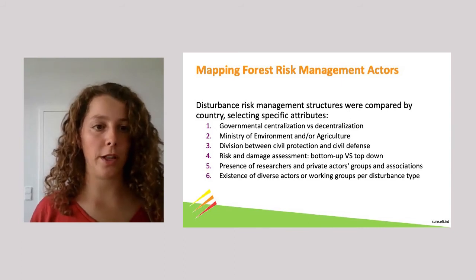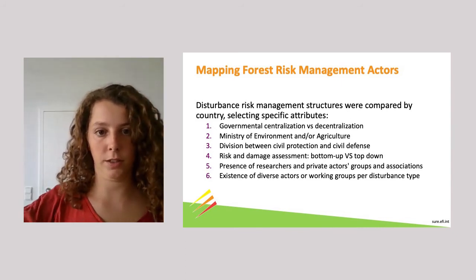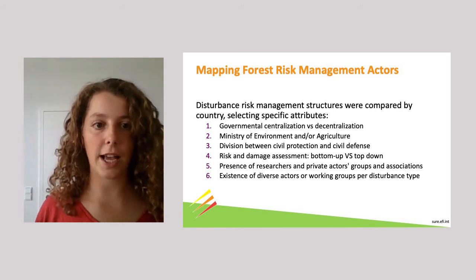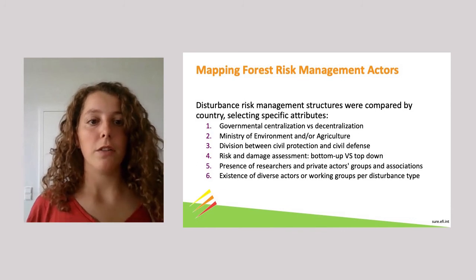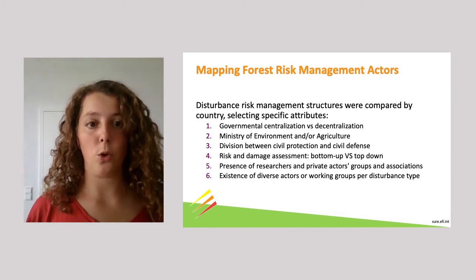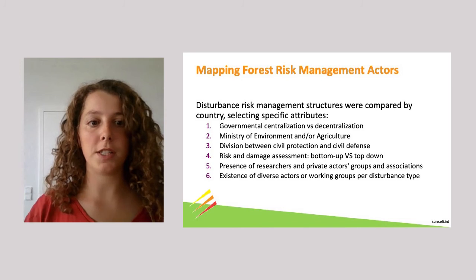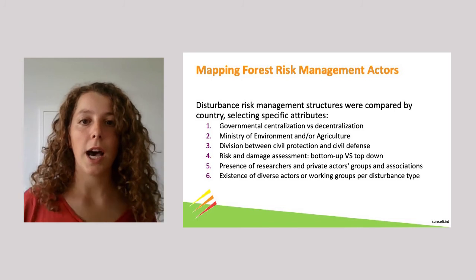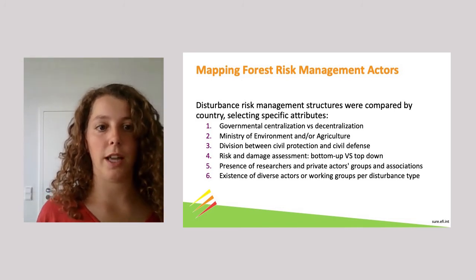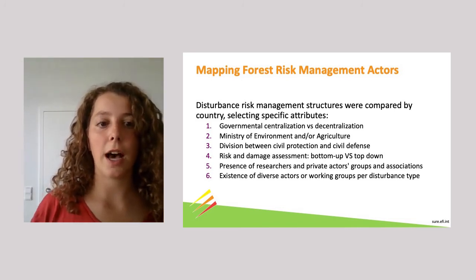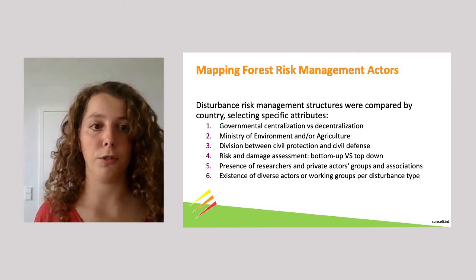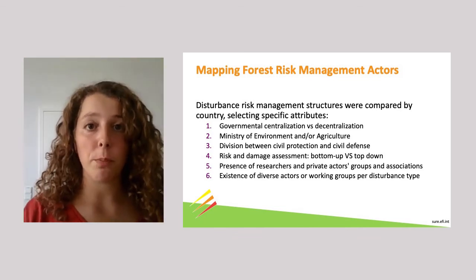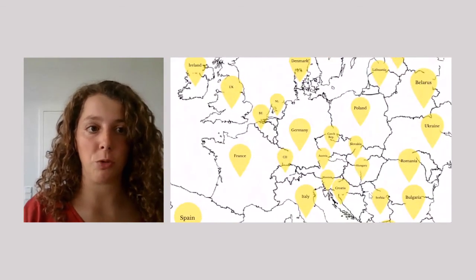Through this map and this chart, we identify certain attributes that describe the structure of the country. So we look at whether the organization is centralized or decentralized, which ministries are involved, whether the risk assessment is bottom-up or top-down, whether both civil defense and civil protection are involved, how the private sector and the researchers are represented, and how the actors are diversified per type of disturbance. This information can be compared across countries in Europe.